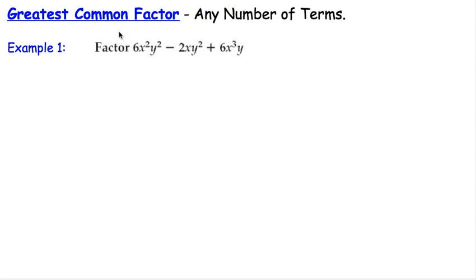So when you look at factoring, this has 3 terms, and in the greatest common factor method, you need to check that no matter how many terms. So whenever you start a problem, look and see if there's anything that you can pull out of all of the parts. So looking at the numbers 6, 2, and 6, they all have a factor of 2. So I'm going to pull out the 2.